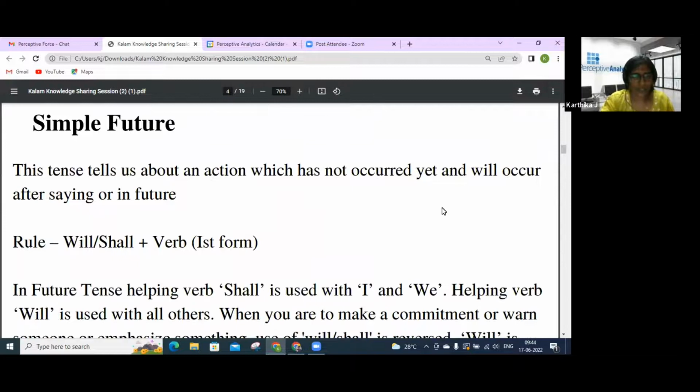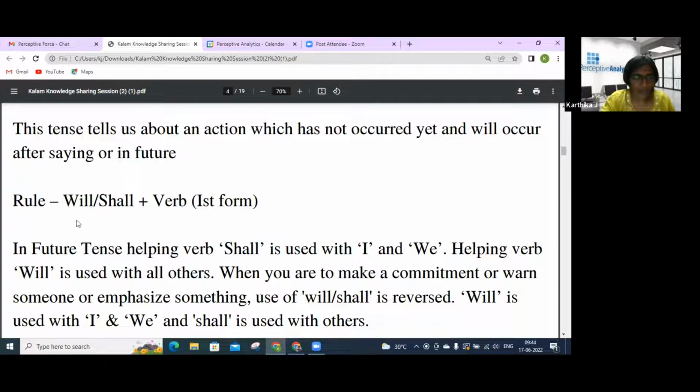First is simple future. So this tense tells us about an action which has not occurred yet and will occur after saying, or in the future. So it has not happened yet, so it is going to happen. So that will represent a simple future. So the rule for this: will or shall plus V1 verb. So we can see where we have to use shall and where we have to use will.